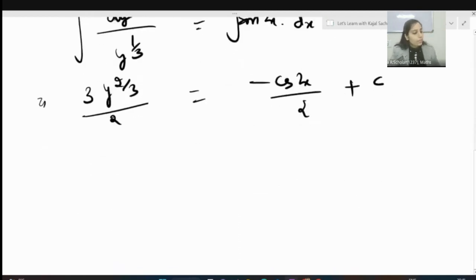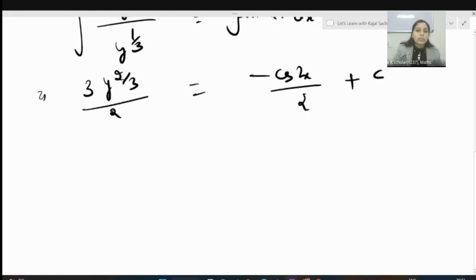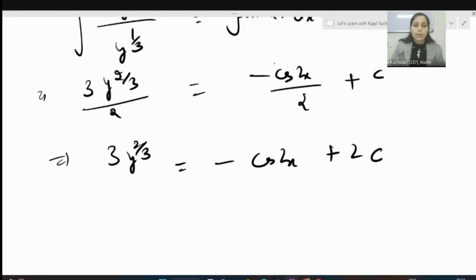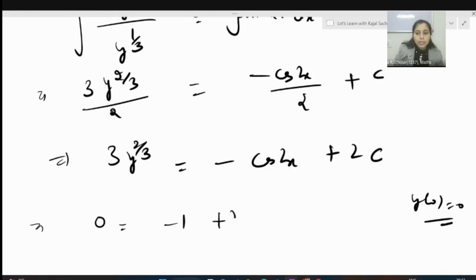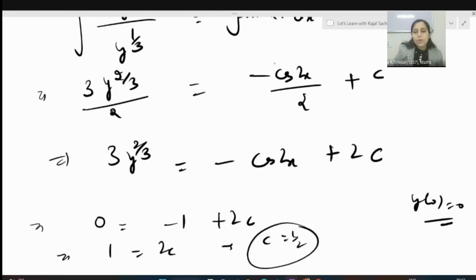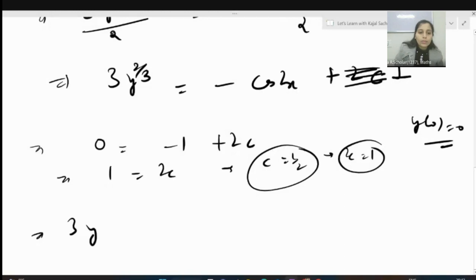So from here we get 3 y^(2/3) = −cos 2x + 2c, where the 2 in the numerator on both sides we can cancel and multiply by 2. Now the given condition is y(0) = 0. Substituting, we get 0 = −1 + 2c. So the value of c is 1/2, or 2c is equal to 1. In place of 2c, just substitute 1. We get 3 y^(2/3) = 1 − cos 2x.